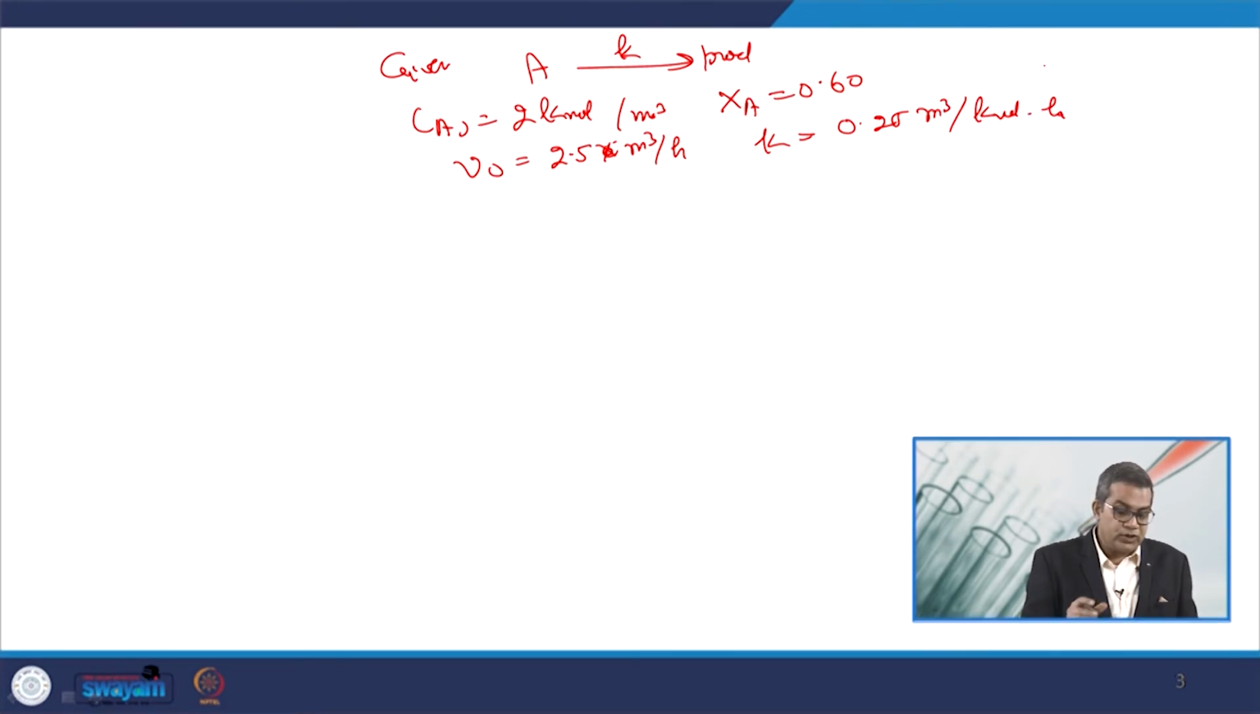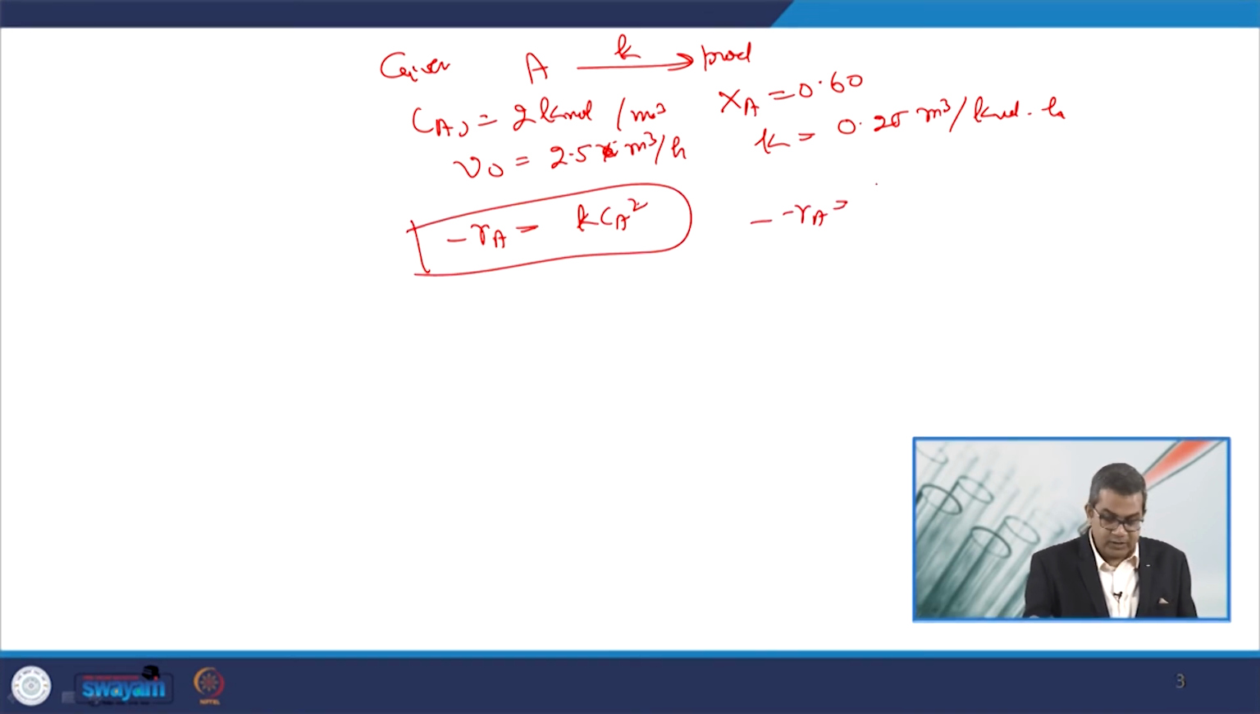Now the decomposition of reactant A is second order. So we write the second order decomposition of reactant A as minus Ra equal to K Ca squared. Now in terms of conversion, minus Ra is equal to K Ca naught squared into 1 minus Xa squared. This is my first equation.